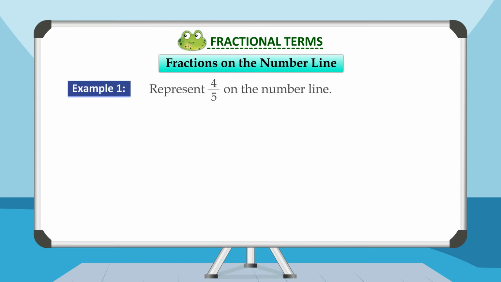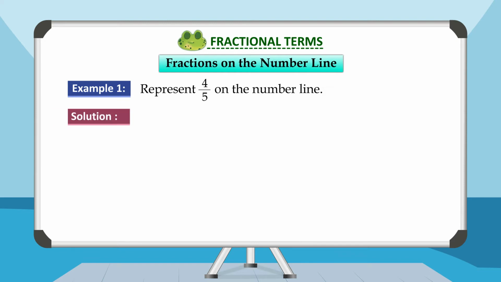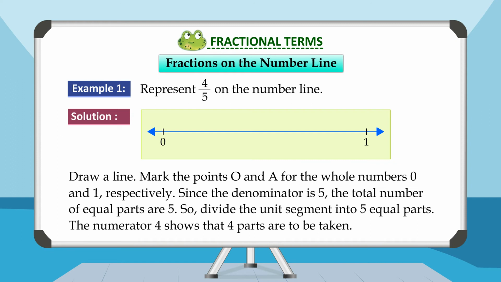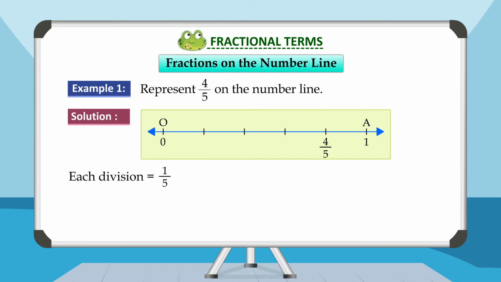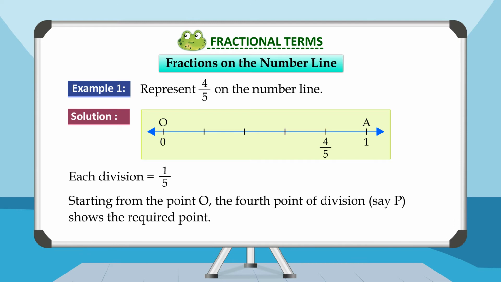Example 1. Represent 4 upon 5 on the number line. Solution. Draw a line. Mark the points O and A for the whole numbers 0 and 1 respectively. Since the denominator is 5, the total number of equal parts is 5. So, divide the unit segment into 5 equal parts. The numerator 4 shows that 4 parts are to be taken. Each division is equal to 1 upon 5. Starting from the point O, the fourth point of division, say P, shows the required point.